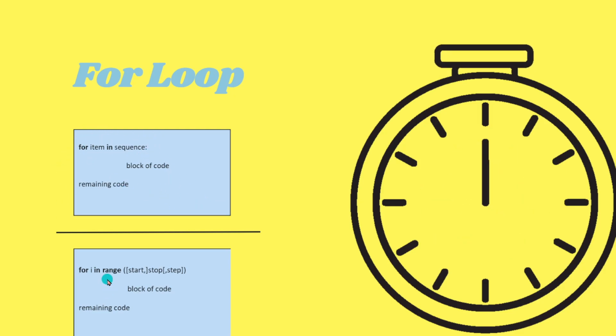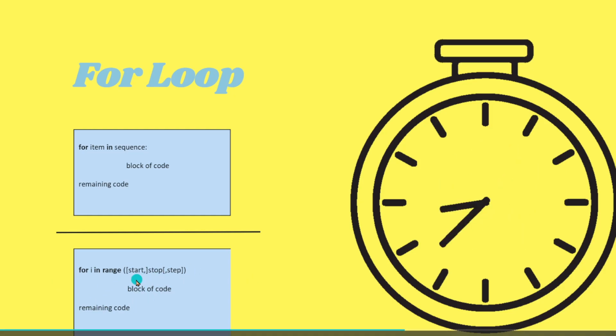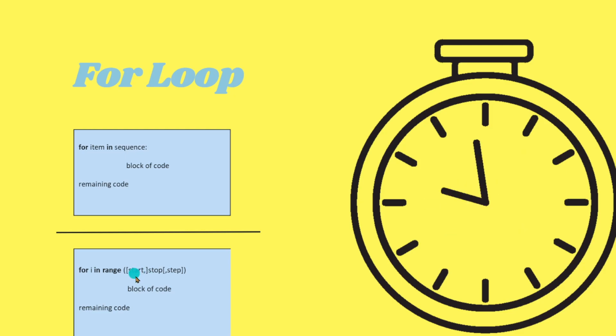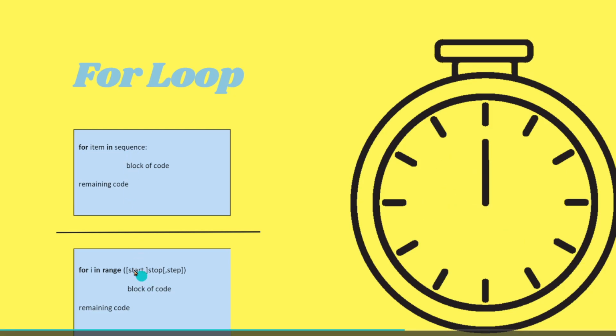The second syntax is for i in range. Here in this syntax we are putting some range, where we specify the start number, the stop, and how many steps it is going to use for this particular range. We give this range, and it gets executed in a sequence. It might be some list or some array kind of thing. The same block of code gets executed and then the remaining code gets executed.